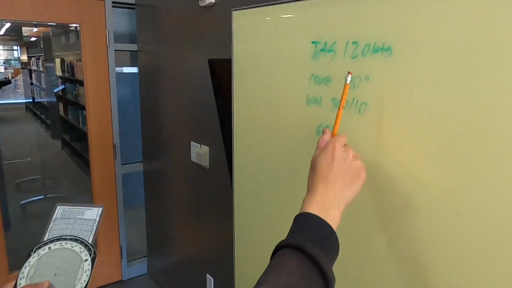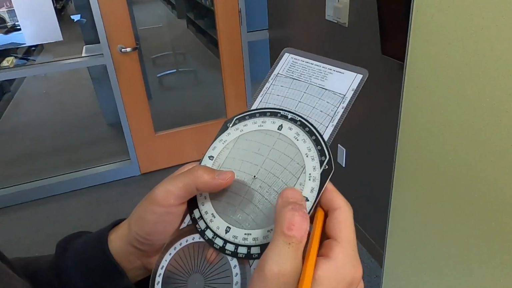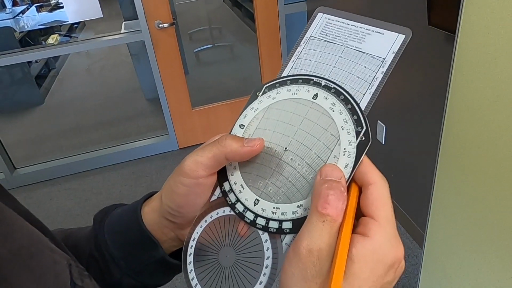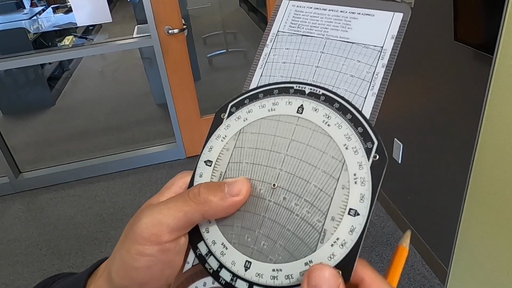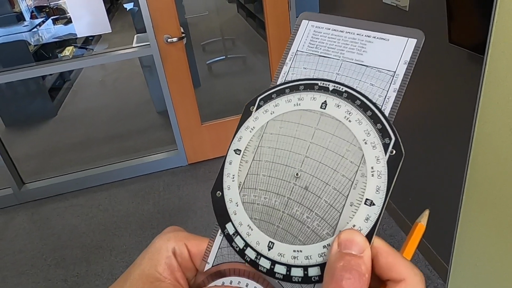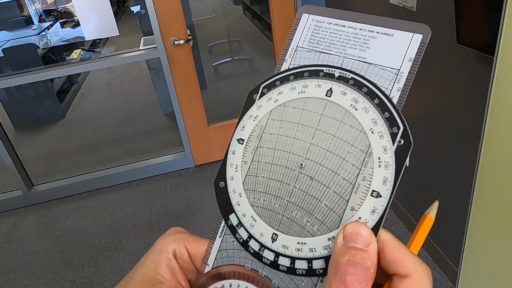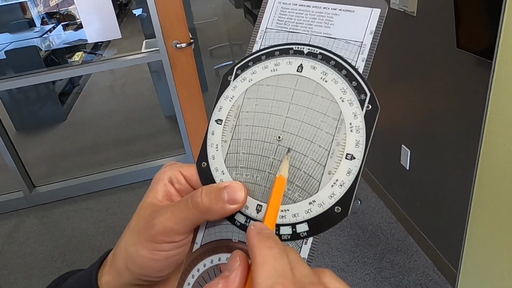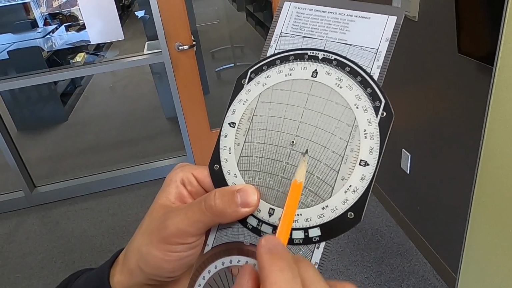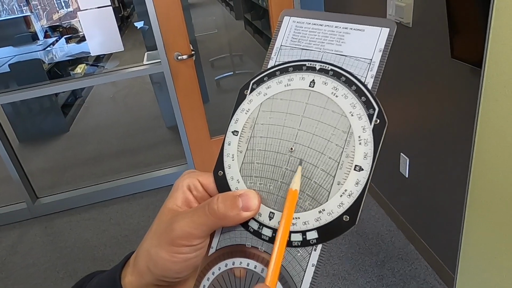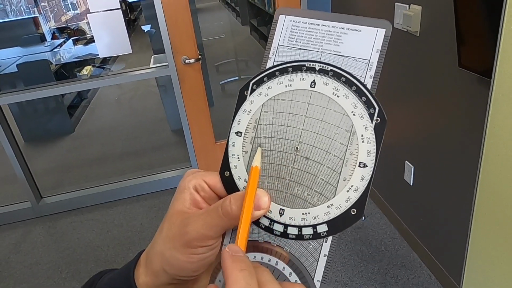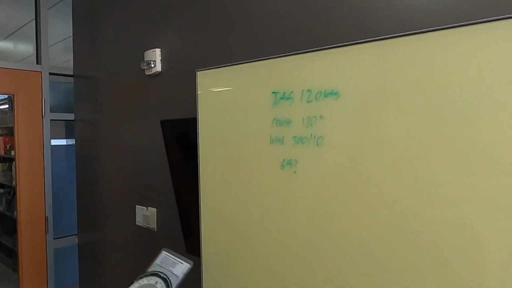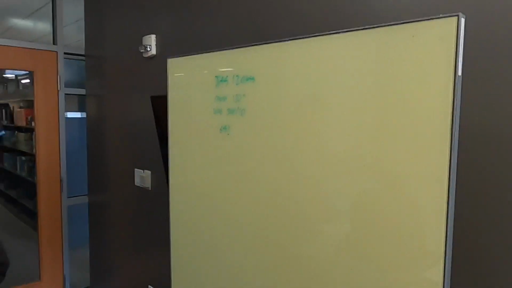Next thing you want to do is set your course. Now that's set, the pencil mark you just made, you want to move so it touches your true airspeed. In this case, we got it on 120 knots. Now look at the grommet, and you can see it's hovering just over 125 knots. So for this question, your ground speed will be 120 knots.